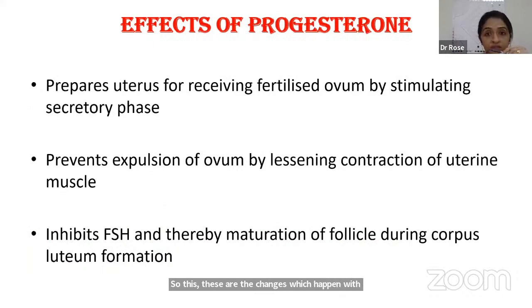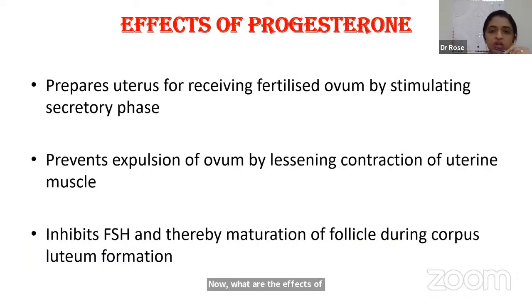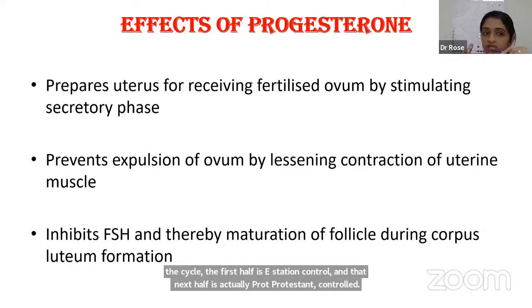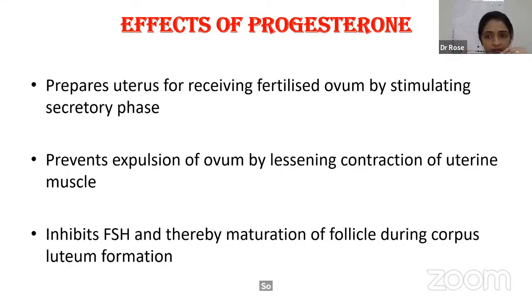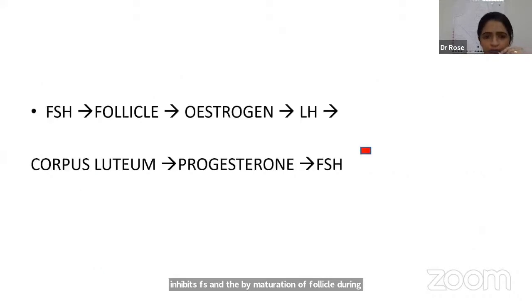Now, what are the effects of progesterone? So when we say the ovarian cycle, the first half is estrogen controlled and the next half is actually progesterone controlled. So the effects of progesterone means it prepares the uterus for receiving fertilized ovum. Then it prevents the expulsion of ovum by lessening the contraction of the uterine muscles, and it also inhibits FSH and thereby maturation of follicle during corpus luteum formation. These are the main effects of the progesterone.